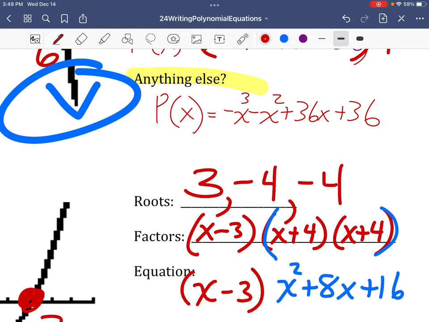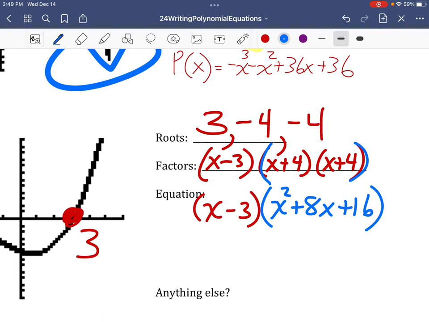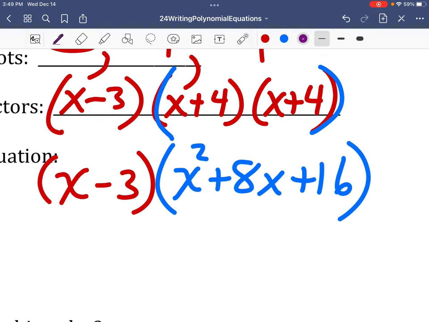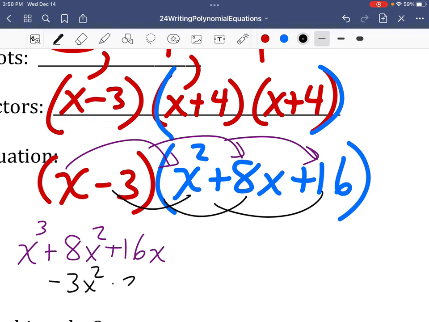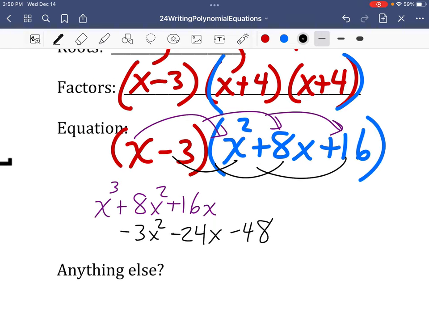And then we get x minus 3 that's going to have to multiply in. You have to kind of see that this is going to be like one of those triple distributes. You got to keep it organized, but basically you're going to distribute x onto all of these. That raises it up to x cubed, 8x squared, and 16x. And then you're going to distribute negative 3 onto all these. So that gives us negative 3x squared, negative 24x, and negative 48.